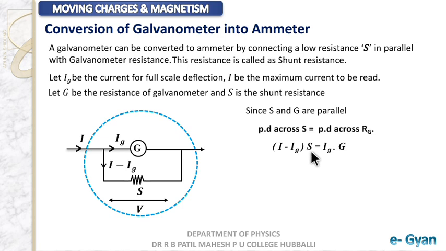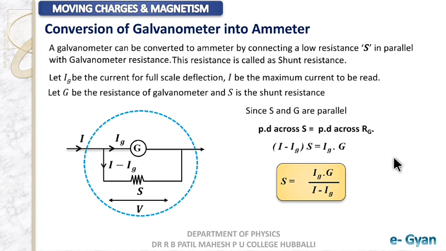Further, we want the value of S that decides how much current can flow through it. So we simplify the equation and we come up with this equation. Here I is the maximum current that we want to read. Once we substitute in this expression, we get the value of S, and that can be utilized to convert the galvanometer to a desired range of an ammeter.